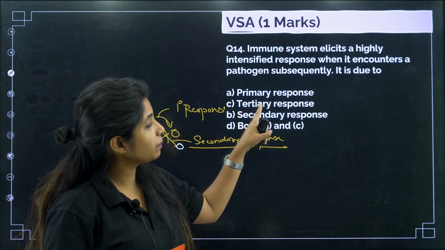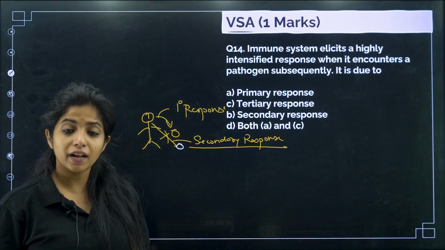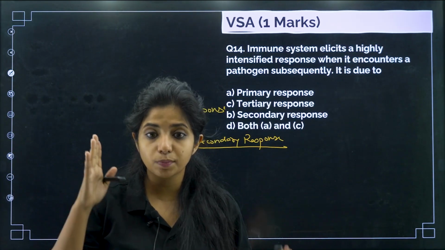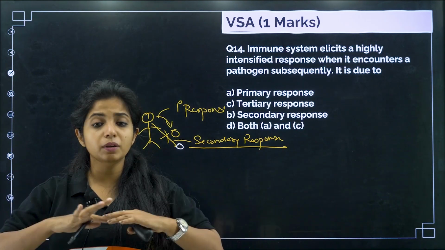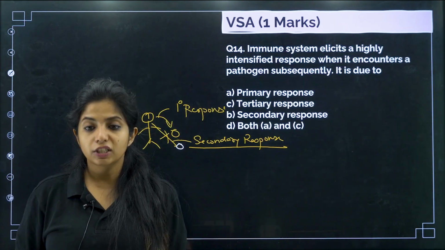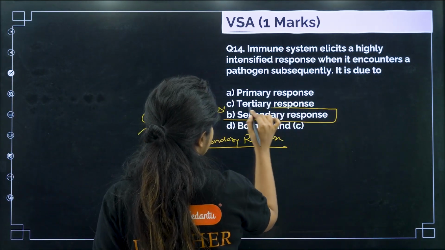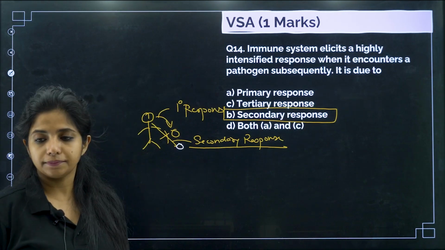So in primary response, there are two types of cells being made. One is antibodies and the other one is what? Memory cells. These memory cells have the memory of things happening. Next time something like this comes, it will be immediately forming those antibodies which it made now. So that is why I say secondary response is the one that has more intensity than the primary one.